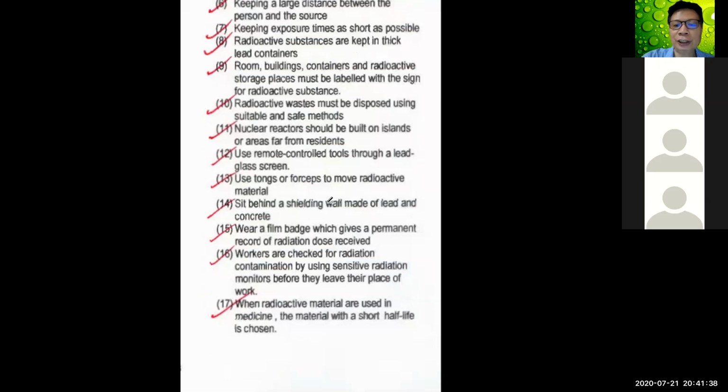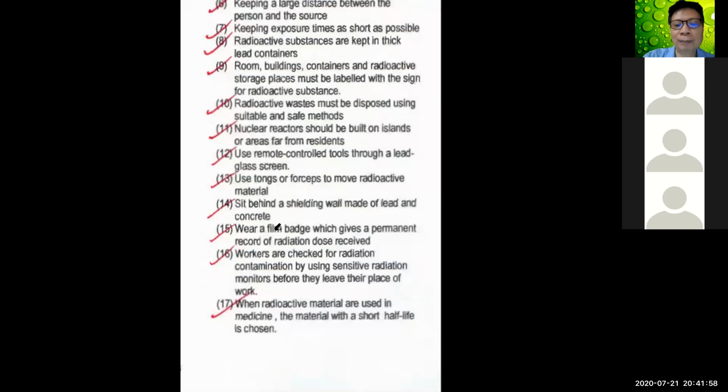Sit behind a shield wall, a mix of lead and concrete. You see, when you want to handle radioactive material, make sure you have the wall. The wall must be thick enough. The wall must have lead, concrete, and lead, to block it.